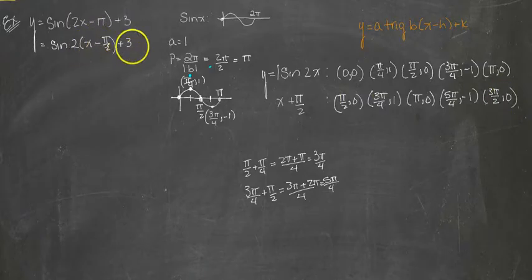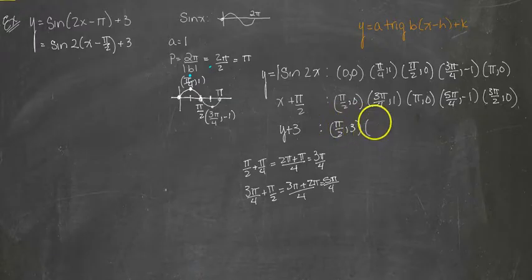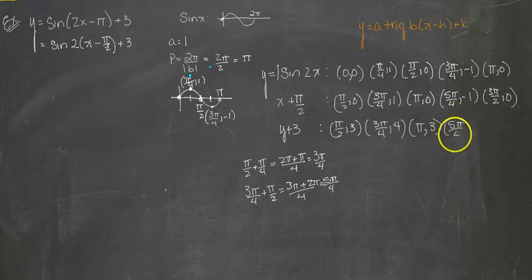All I have left to do is raise the y ordinate by 3. That is totally easy. So I'm going to add 3 to my y ordinate. So I have pi over 2, 0 plus 3 is 3. 3 pi over 4, 1 plus 3 is 4. Pi, 0 plus 3 is 3. 5 pi over 4, negative 1 plus 3 is 2. And 3 pi over 2, 0 plus 3 is 3.